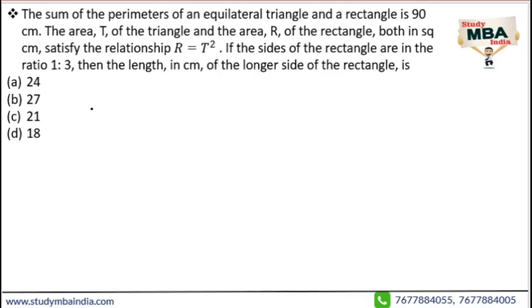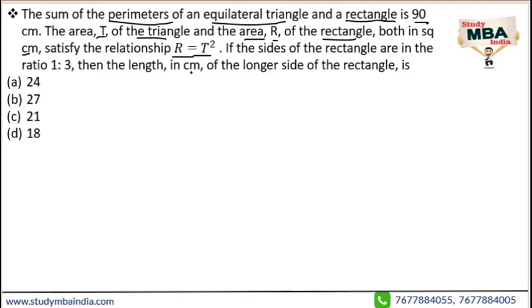In this video, we are going to discuss the questions of CAT 2021 slot 2. So this is basically question number 1. The question says the sum of perimeters of an equilateral triangle and a rectangle is 90 centimeter. The area T of the triangle and the area R of the rectangle, both in square centimeter, satisfy the relationship R equals T square. So that means the area of the rectangle is equal to the square of the area of the triangle.